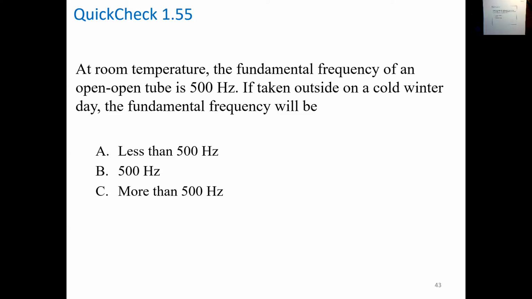Okay, so this one's referring to temperature. We just had the previous one refer to temperature also. In this case, our temperature gets colder, right? Remember our standard value of room temperature is about 70-ish degrees. We're talking about a cold winter day, so maybe it's 15 degrees outside. What happens to our speed when temperature gets lower? It's going to go slower. So colder temperature, slower velocity. Our velocity is smaller, then our frequency has to also be smaller. So the answer in this one is A, less than 50 hertz.